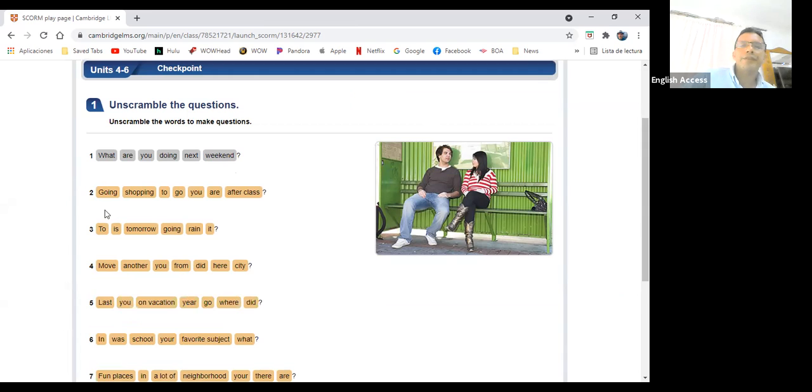Okay, we have the checkpoint. That's a review, unit 4 to 6. The first example, you need to unscramble sentences. They are scrambled. Scramble is when they are all mixed, like the eggs: when you make some eggs, you make scrambled eggs. They are all mixed together. So you need to unscramble, right? The opposite. Number 1 is this example. What are you doing next weekend?